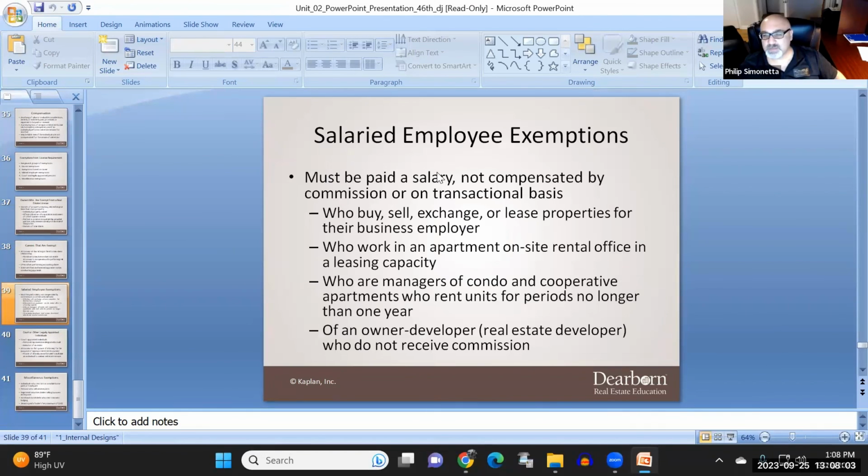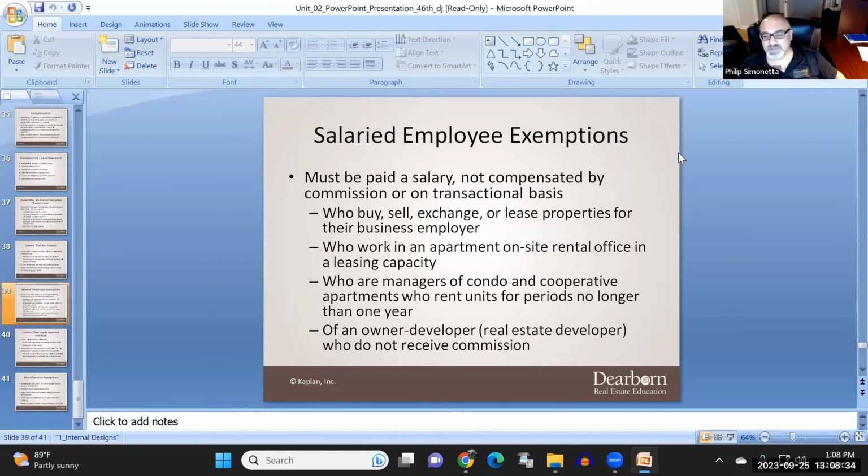Now there are salaried employee exemptions. We talked about these. They must be paid a salary, not compensated by commission or on a transaction basis, who buy, sell, exchange, or lease properties for their business employer, property management company, or builder, developer. Also those who work in an apartment on-site rental office in a leasing capacity, who are managers of condo and cooperative apartments, who rent units for a period no longer than a year.